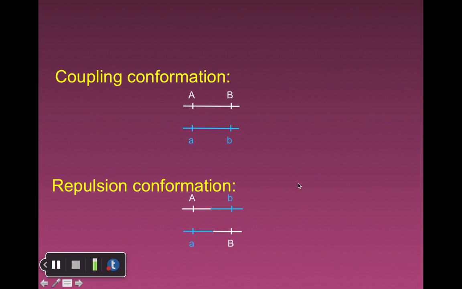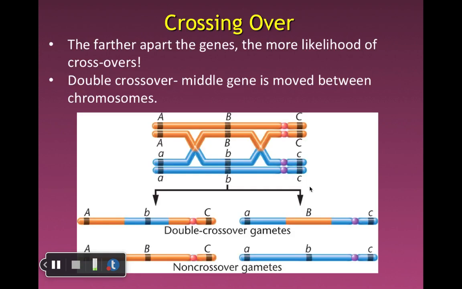Some terms you might come across are coupling conformation and repulsion conformation. If you see a situation where you tend to have the dominant alleles on one chromosome and recessives on another, that's simply referred to as coupling conformation. On the other hand, if you tend to see dominant with recessives on the same chromosome, that's simply referred to as repulsion conformation. So some basic concepts that you want to keep in mind.